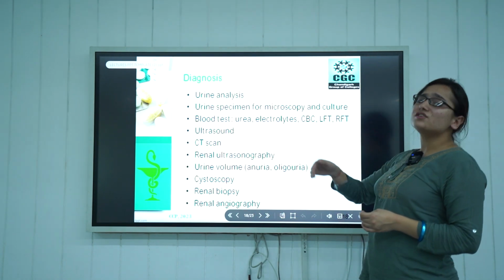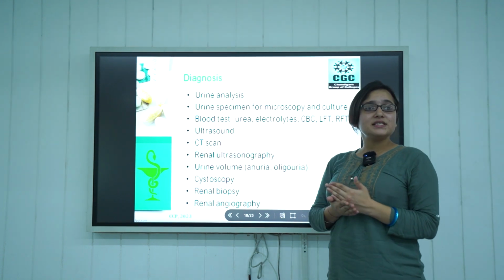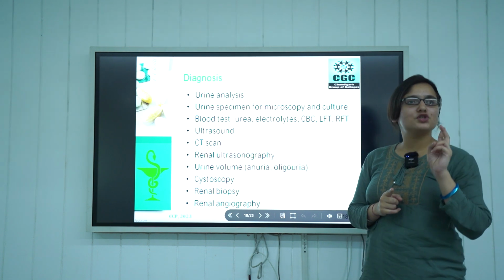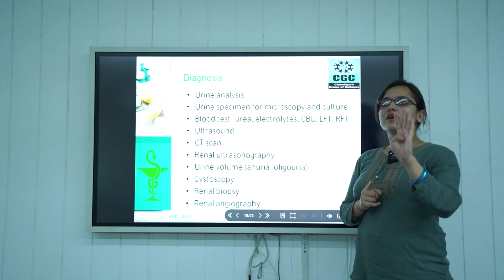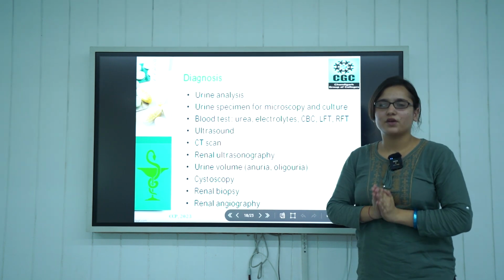If we talk about the diagnostic criteria, right? In urine analysis, we generally see 6 things. Number 1 is red blood cells. Number 2 is epithelial cells. Number 3, cast. 4, crystals. 5th is albumin and 6th is sugar, right?